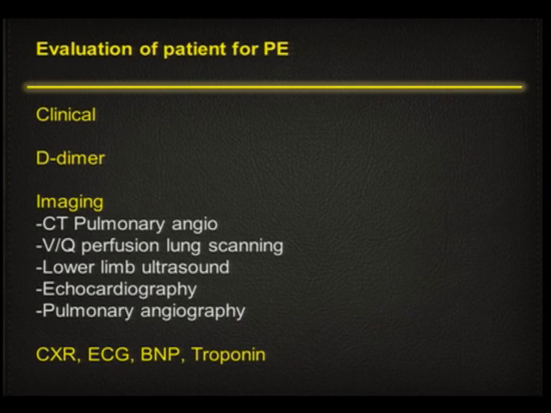What are the tools that are available to us? Obviously, the clinical presentation assessment is the first line, and then we have the D-dimer, and then we have imaging. We have the CT pulmonary angio, which occurs right at the top, and then the perfusion scanning, and then the supportive tests of lower limb ultrasound and echocardiography. Of course, pulmonary angio is termed the gold standard, but it's more of an alternative. The other supportive tests can be the chest X-ray, ECG, BNP, and troponin.